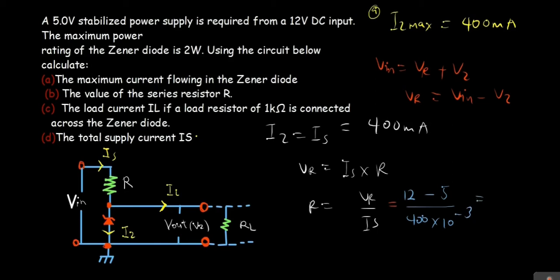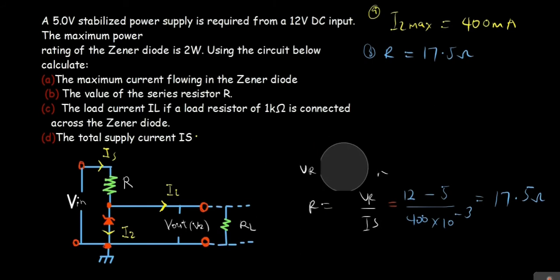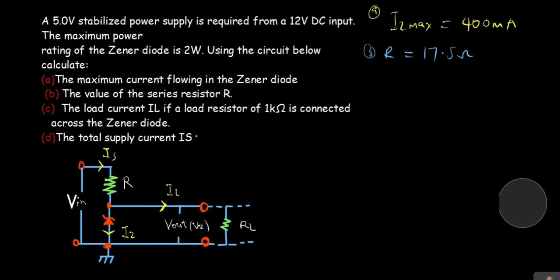So that will be 12 minus 5, so that will be 7 divided by 400 times 10 to the power minus 3. That gave me a resistance value of 17.5 ohms. So that's the value of the series resistor R here. Okay. So for part B, we got R to be equal to 17.5 ohms.